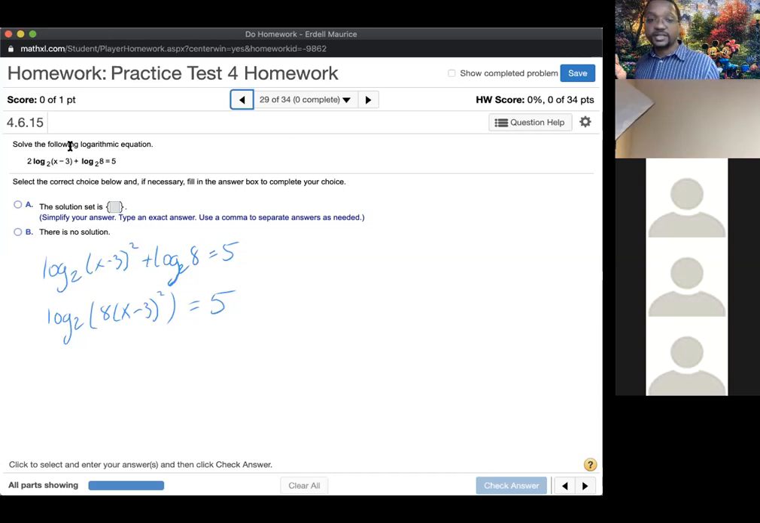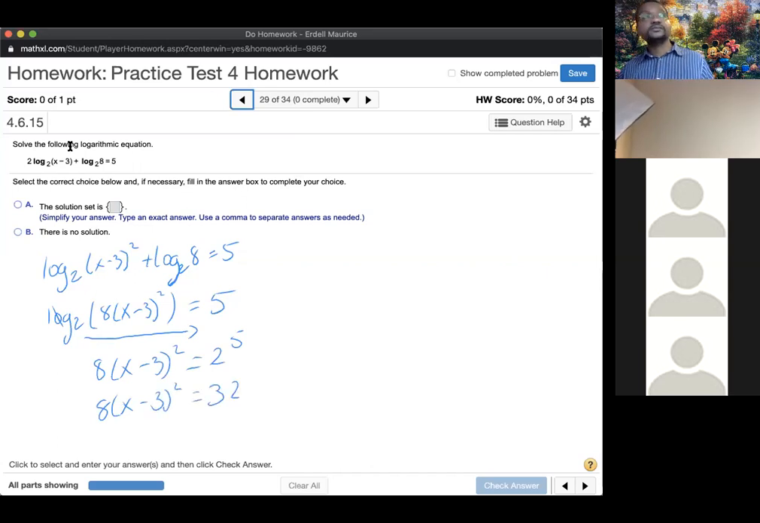And then I convert it to exponential form. Drop the log, take the base over. 8 times x minus 3 squared is equal to 2 to the 5th power, which is 32. I then divide both sides by 8. And so that gives me x minus 3 squared. 8, 32 goes into 8 4 times. I take the square root. So I get x minus 3 is equal to plus or minus 2.